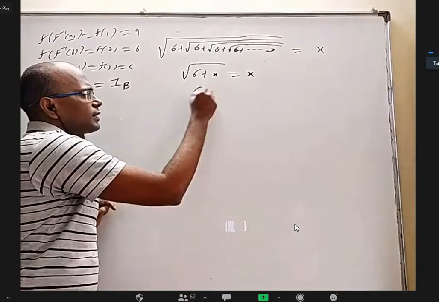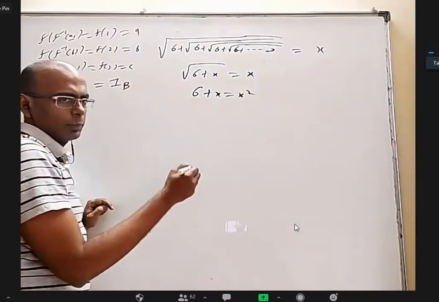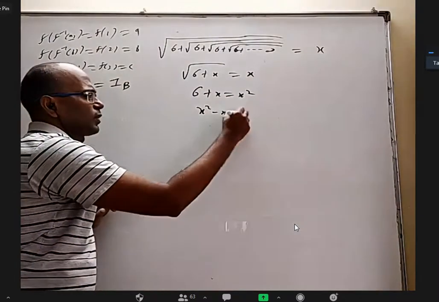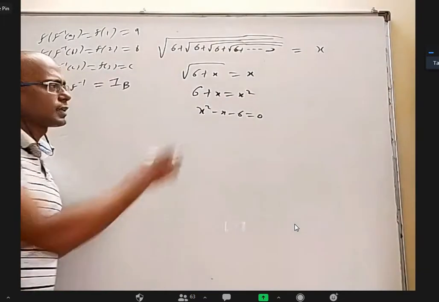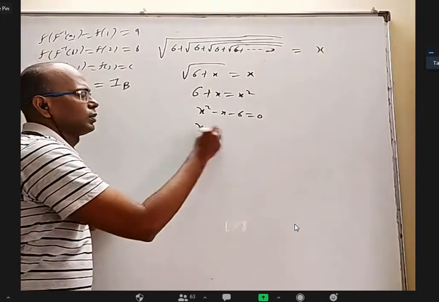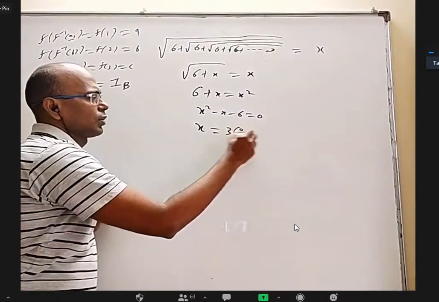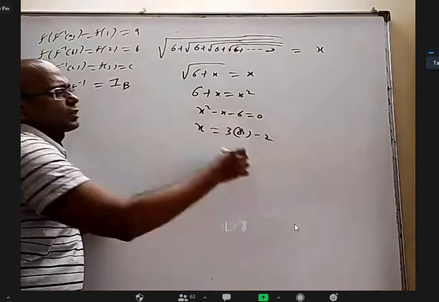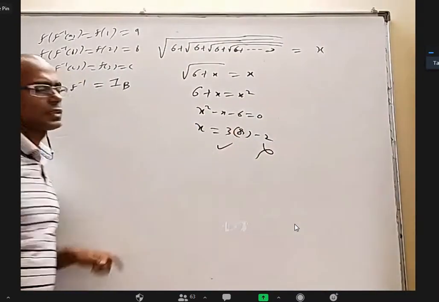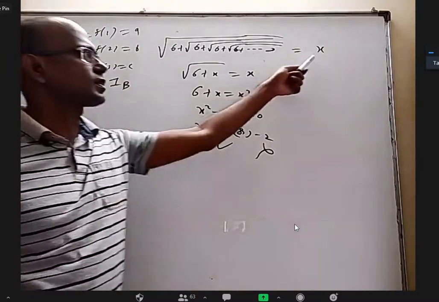Square it. You'll get 6 plus x equal to x square. x square minus x minus 6 equal to 0. That's a quadratic equation. When you solve, you'll get x equal to 3 or minus 2. The root of something can't be negative, so we neglect this. So finally, that answer is 3.